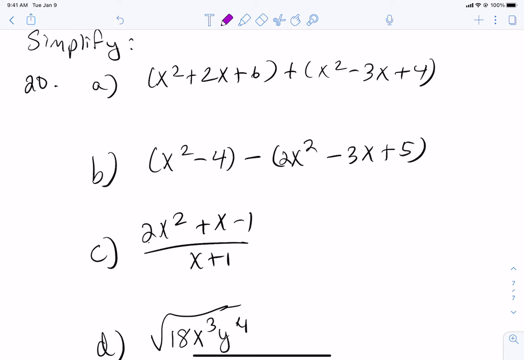Okay, so let's take a look at 20A. Now, if we are adding polynomials, you can kind of ignore the parentheses or drop them away and combine like terms. So x squared plus x squared, we got 2 of those. 2x plus negative 3x is negative 1x. And if you write negative 1, that's fine. It's not customary to write the 1. I don't care. And then finally, 6 plus 4 is 10. I'm not wanting you to try to factor the final answer or do anything funky to it. I just want you to add it.